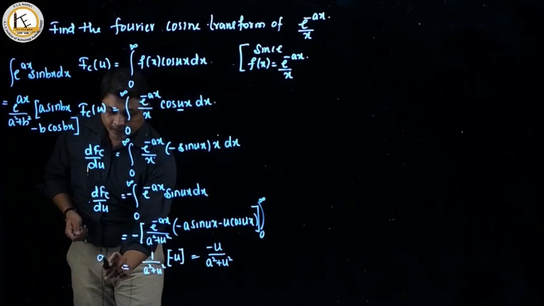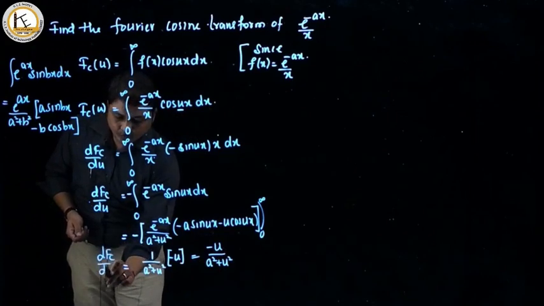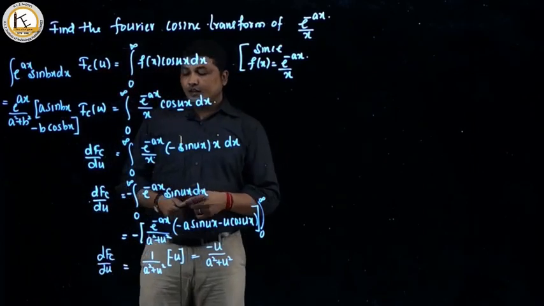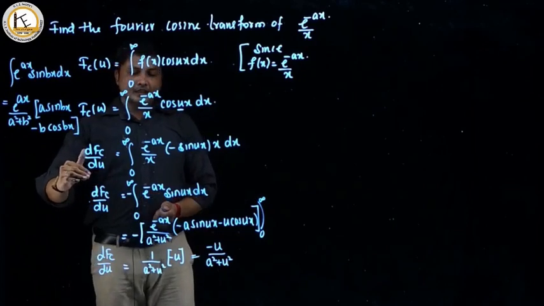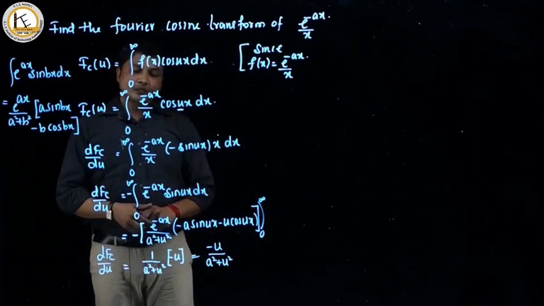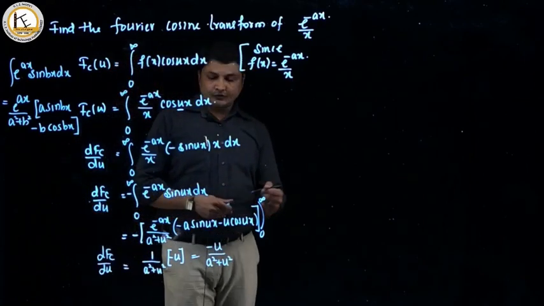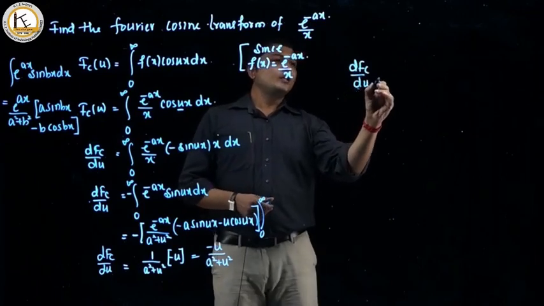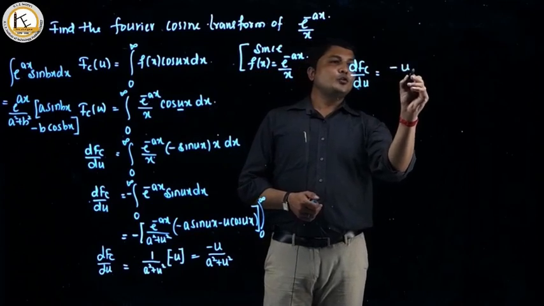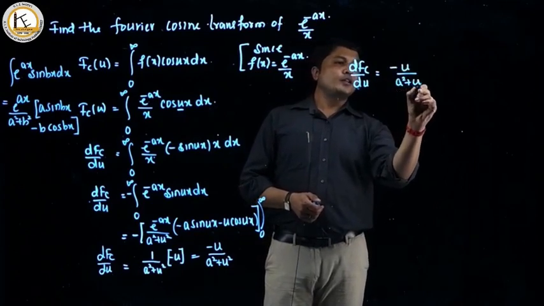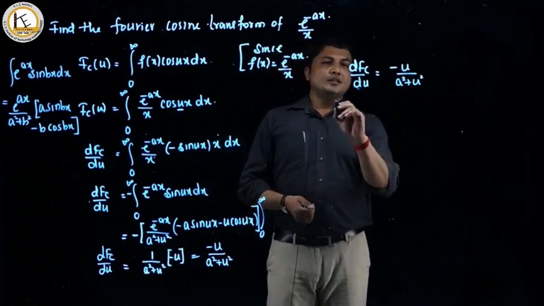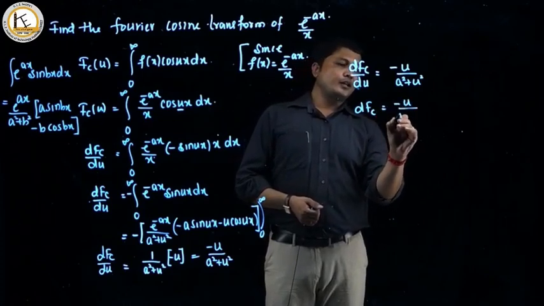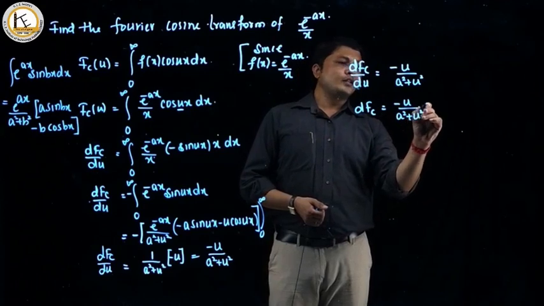So this is dFc by du. It is a derivative of Fc, but we need only Fc. Therefore in the middle of this problem we differentiated, and now definitely we need to integrate it to get Fc. Therefore here I will write dFc by du is equal to minus u divided by a square plus u square. Now separating the variables, it is dFc equal to minus u by a square plus u square du.